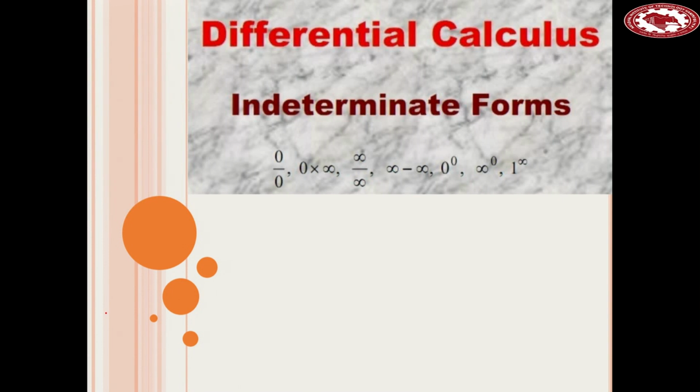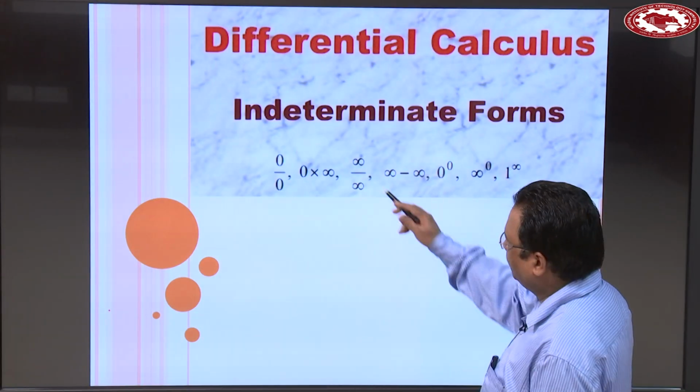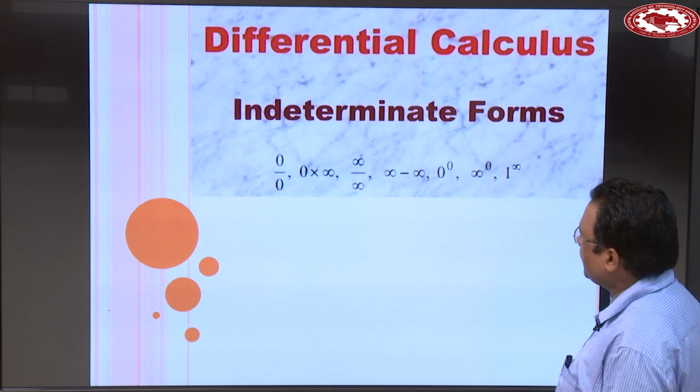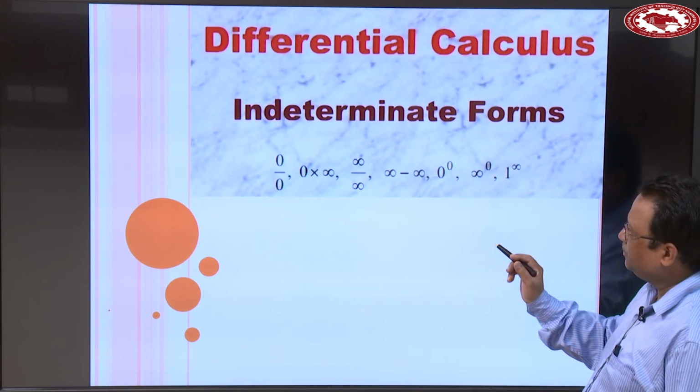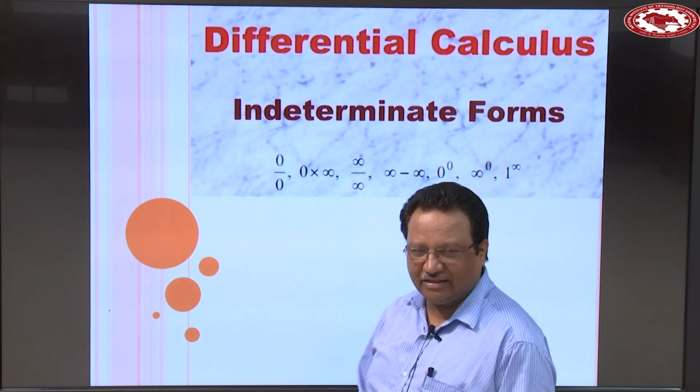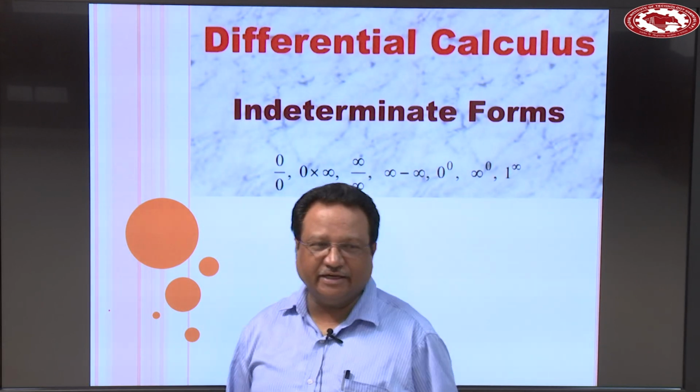So, well, today we will discuss indeterminate forms. We have 7 types of indeterminate forms like 0 over 0. This one is an indeterminate form, 0 cross infinity, infinity divided by infinity, infinity minus infinity, 0 raised to power 0, infinity raised to power 0 and 1 raised to power infinity. So, all these forms are known as indeterminate forms.